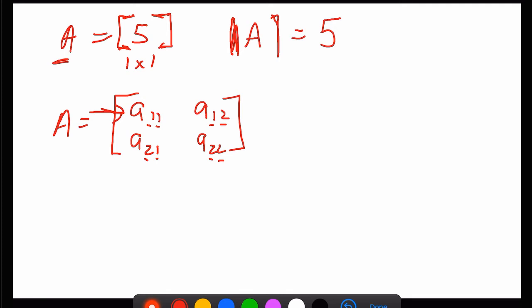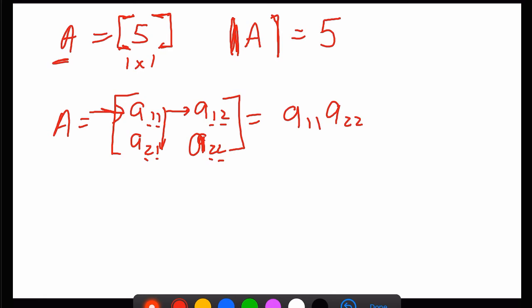Okay? And we take the number that's in row 1. Then we eliminate the rest of that row and the rest of the column. And we take what's left and we multiply it times that A11. Okay? Is that exciting?